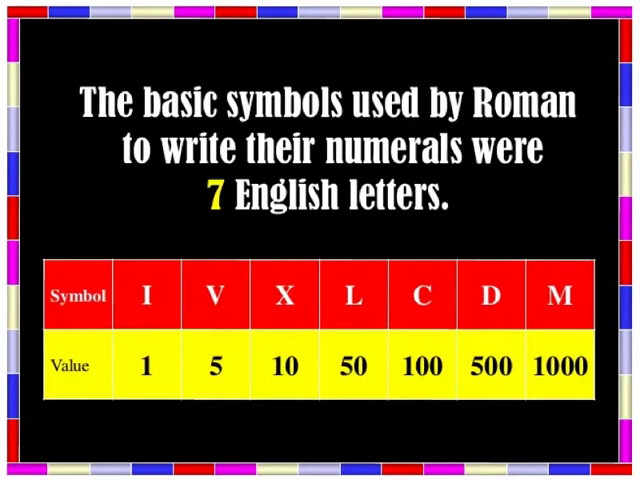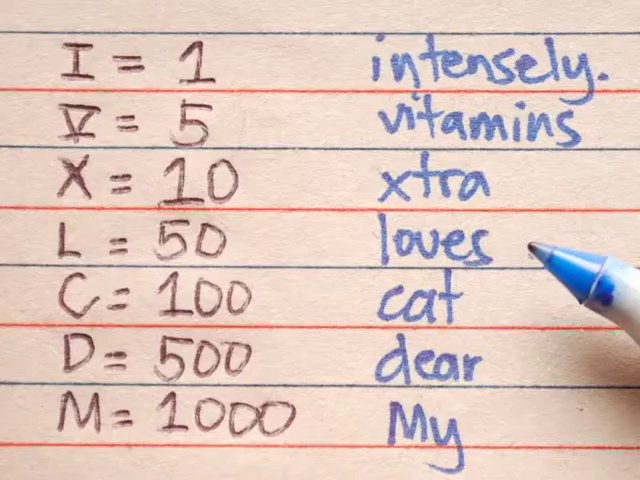Basically, the symbols used by Romans to write their numerals were 7 English letters. You had I for 1, V for 5, X for 10, L for 50. For 100 you've got C, D is 500, and M is 1000. Now that can be hard to remember, so I found a little thing online I thought was really cute to help you remember those.